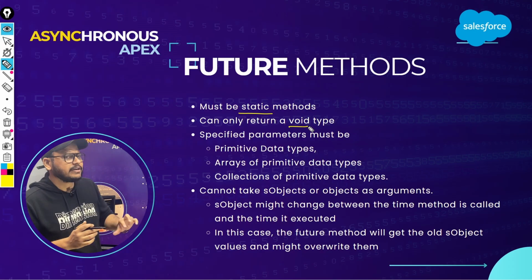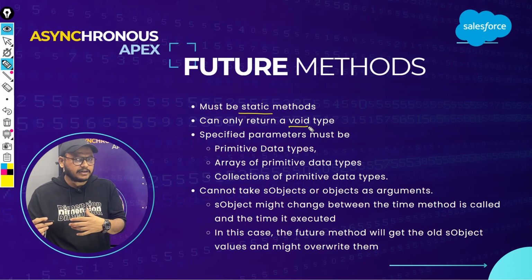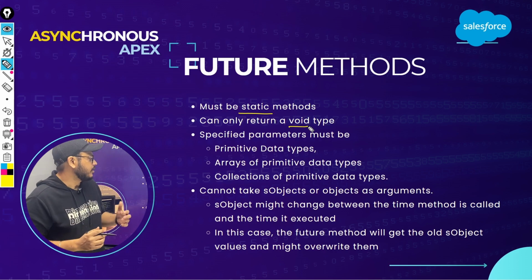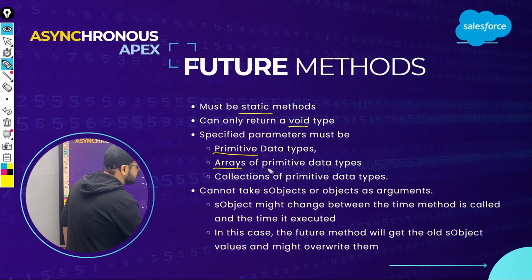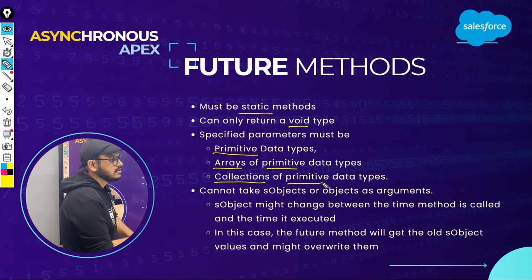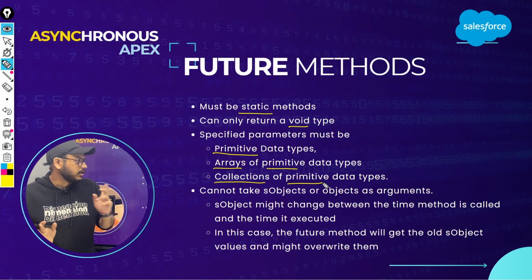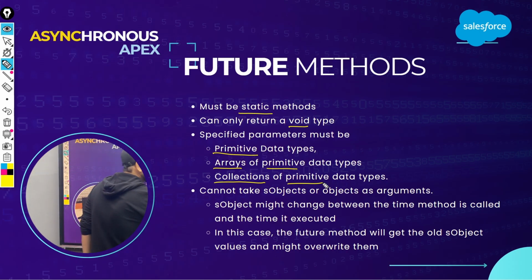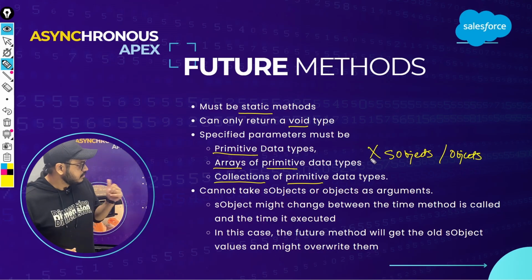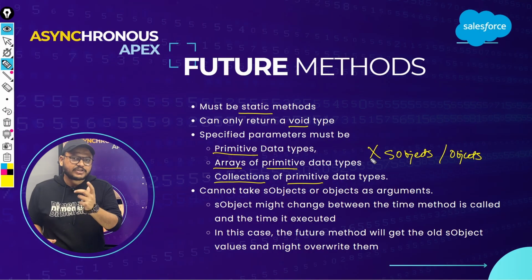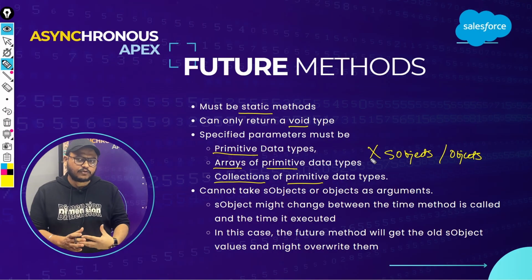The specified parameters, in case you're defining parameters in the method, can only be primitives. Those can be primitives, arrays of primitives, or lists and collections of primitives. These are permitted. Now, what is not permitted? SObjects or objects are not permitted as parameters. You cannot specify an SObject or a collection of SObjects as a parameter for a future method.